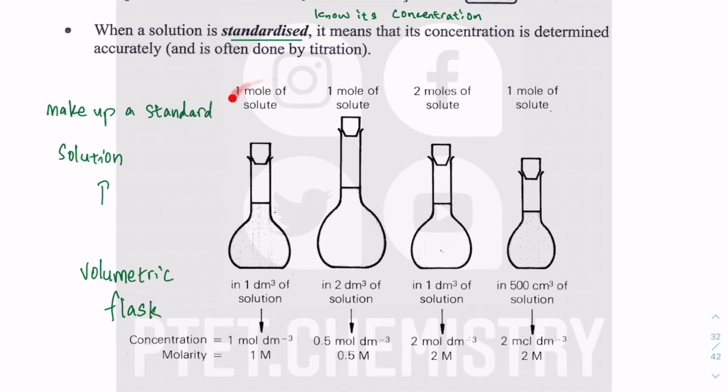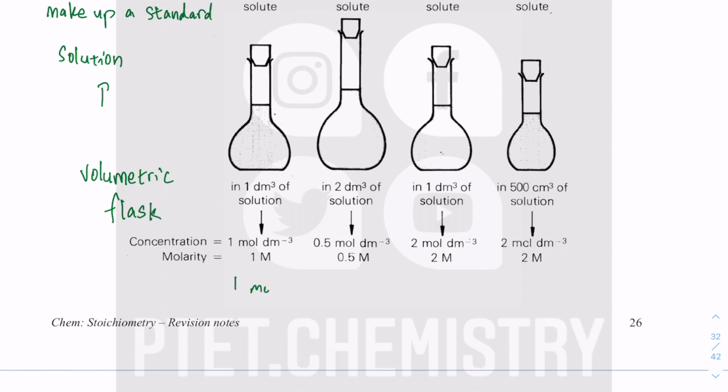If you have 1 mole of the substance dissolved in 1 dm cube of solution, then you will have 1 mole over 1 dm cube, which gives 1 mole per dm cube. That is basically what it's saying there, which you could use this idea of molarity. Molarity refers to molar concentration. When someone pronounces this, they say 1 molar. 1 molar means 1 mole per dm cube. It means the molar concentration in mole per dm cube is 1.